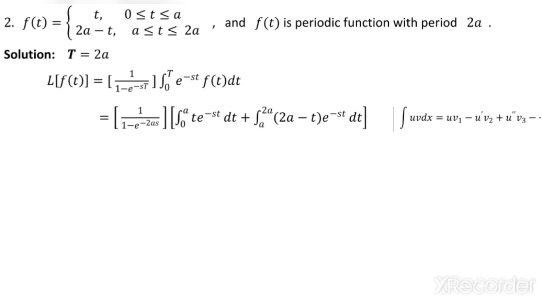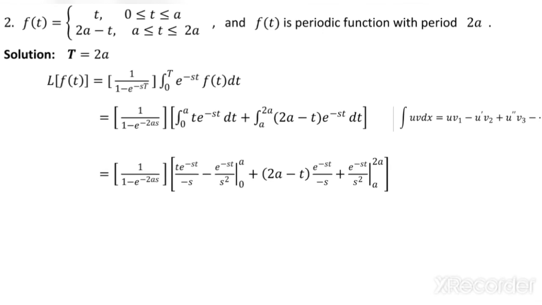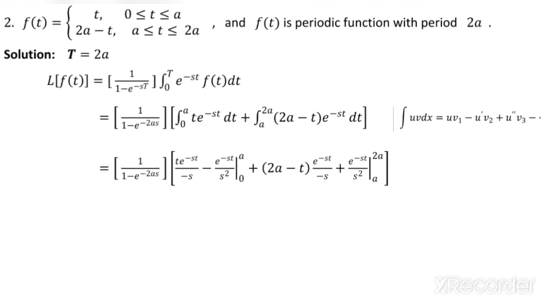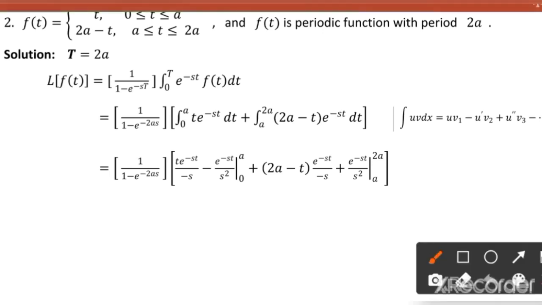So thereby I can write the next step is 1 over 1 minus e power minus 2as, times the integral of t e power minus st: integral of second, e power minus st by minus s, minus derivative of first, that is derivative of t is 1. So I have 1 into e power minus st by minus s, but already we had minus s, so minus s into minus s is minus s square. Apply the limit, upper limit minus lower limit, that is 0 to a.